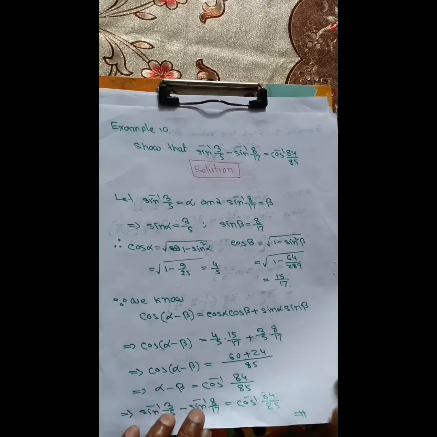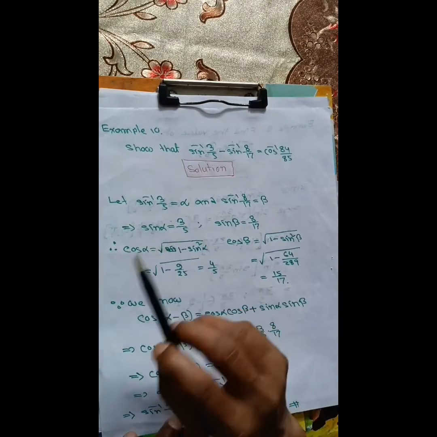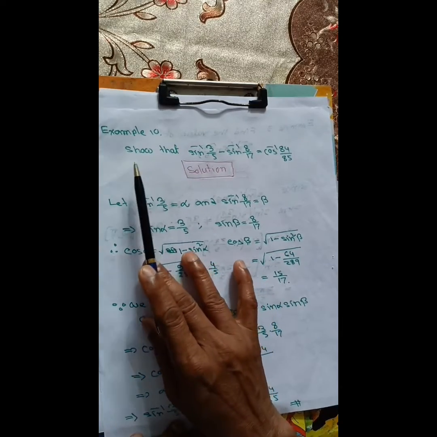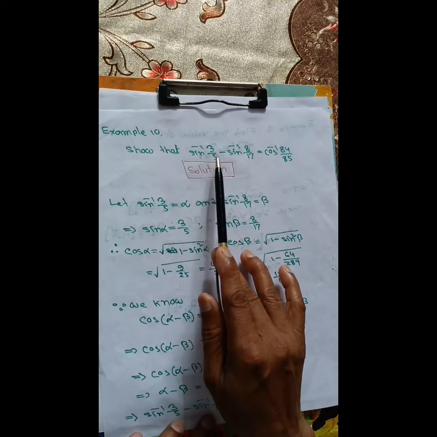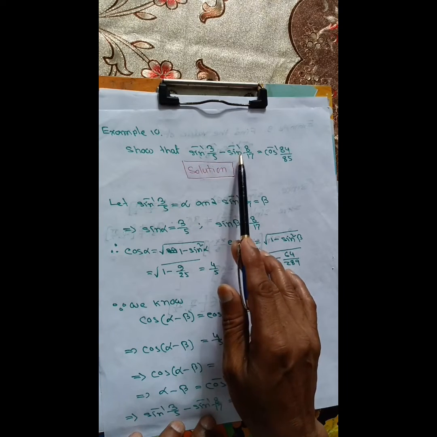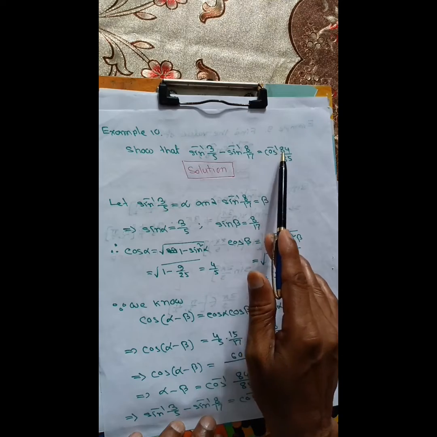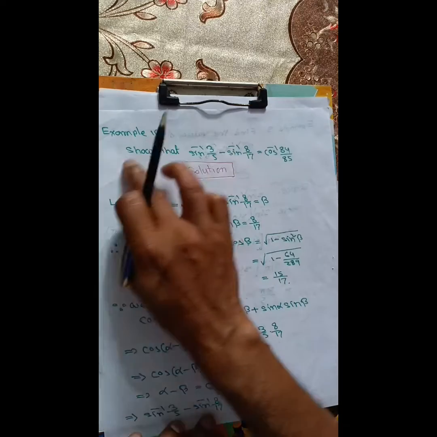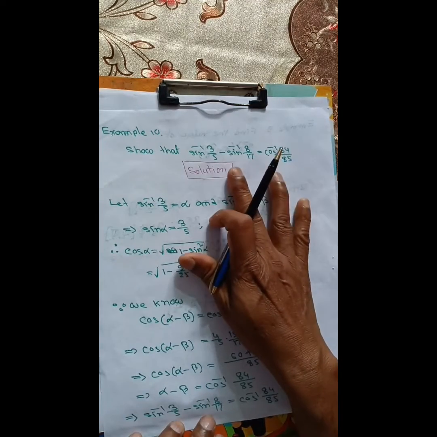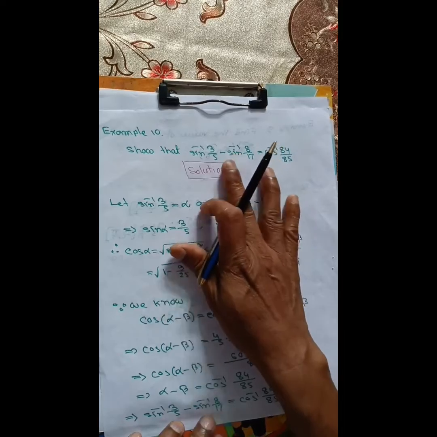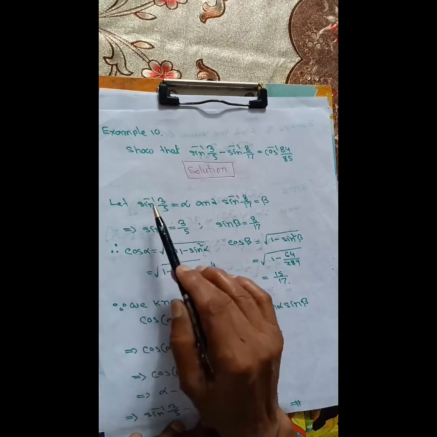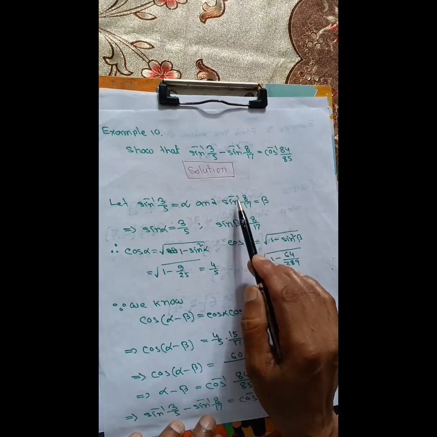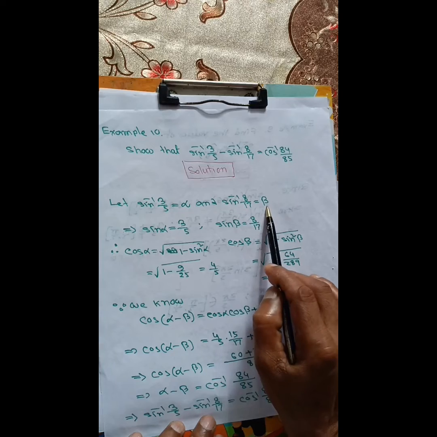ये example number 10 है. यहाँ दिया हुआ गया है to prove that sin inverse 3 by 5 minus sin inverse 8 by 17 is equal to cos inverse 84 by 85. We have to prove this relation. क्या करेंगे सॉल्यूशन के लिए? सॉल्यूशन के लिए हम करेंगे take sin inverse 3 by 5 is equal to alpha and sin inverse 8 by 17 is equal to beta.